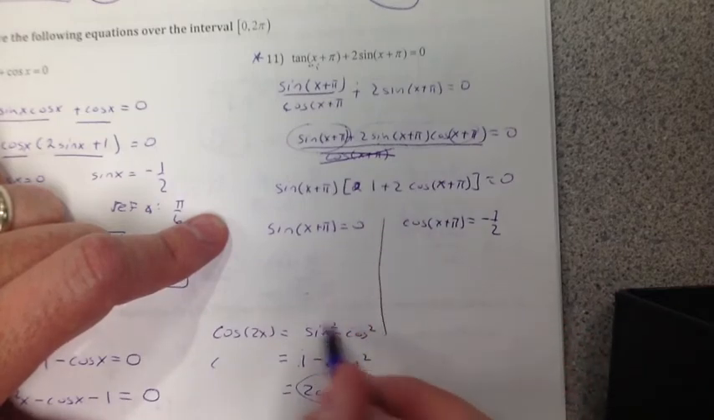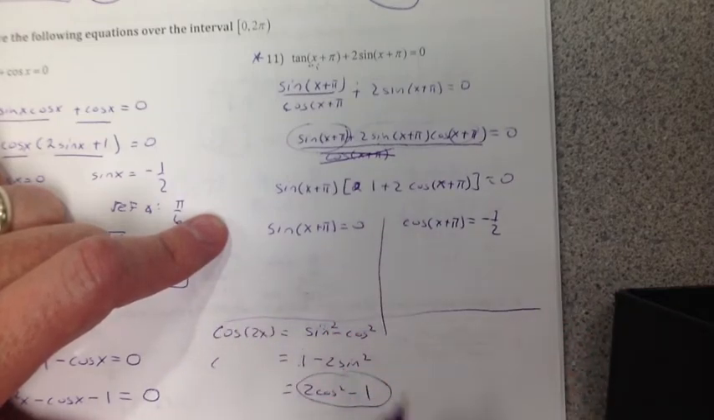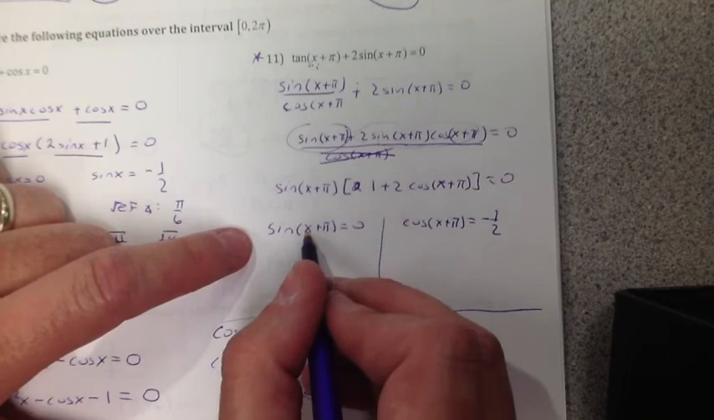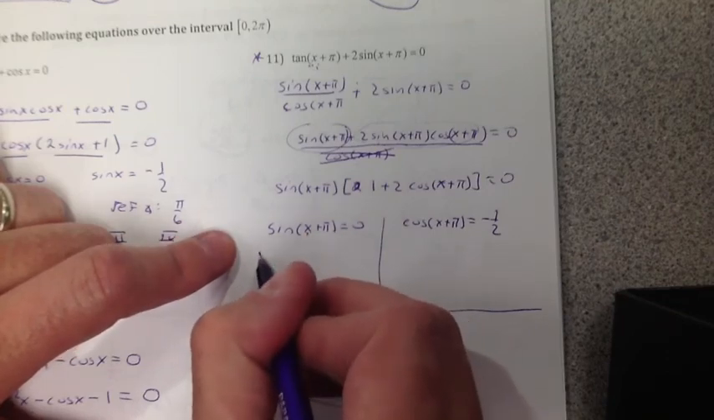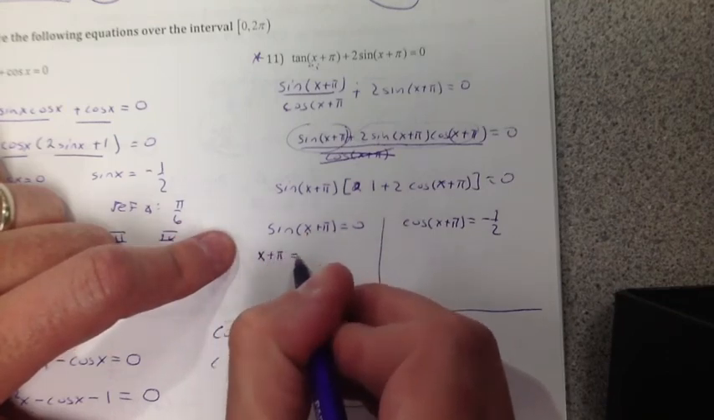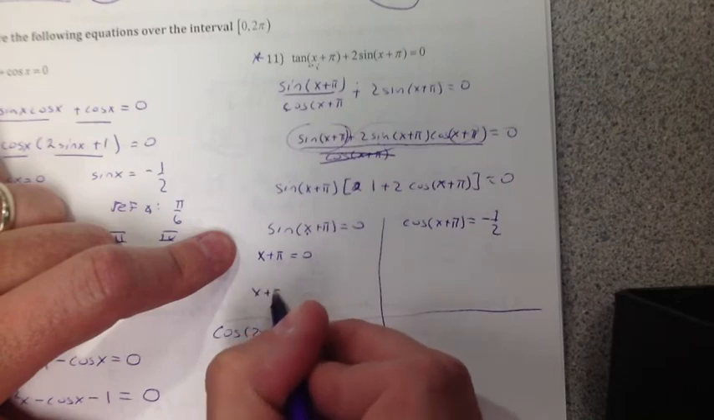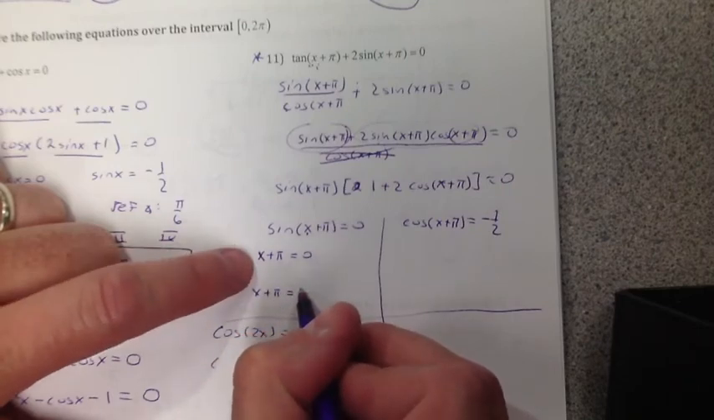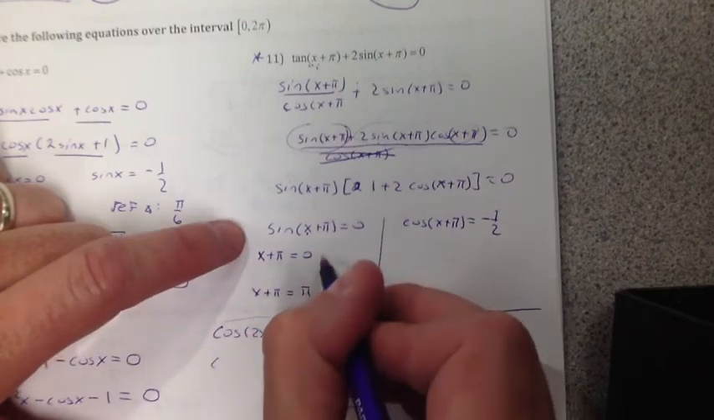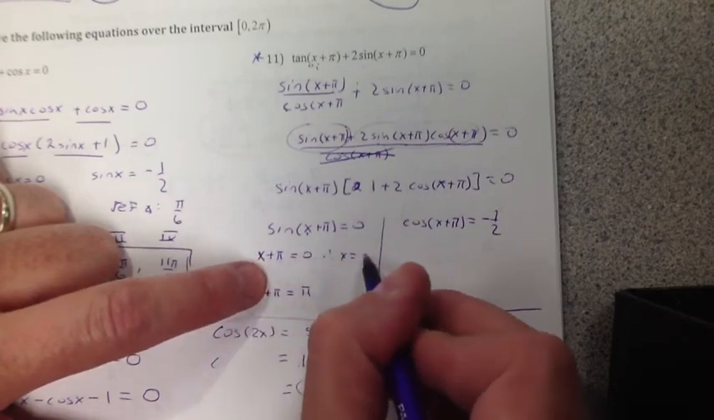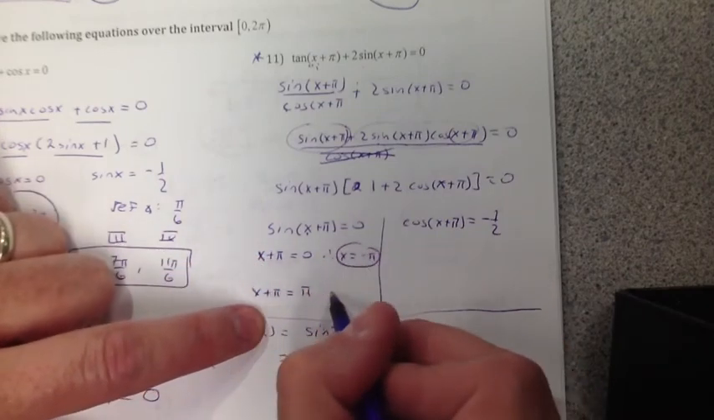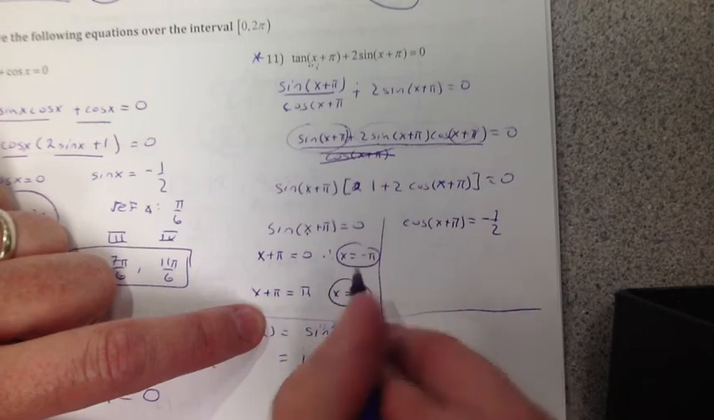Now, to speed things up, I'm going to give you these answers, but you can check them. Sine, remember, is equal to 0 at 0 and pi. So I'm going to get x plus pi equal to 0 and x plus pi equal to pi. If I subtract pi, I get x equals negative pi. If I subtract pi, we get x equals 0.